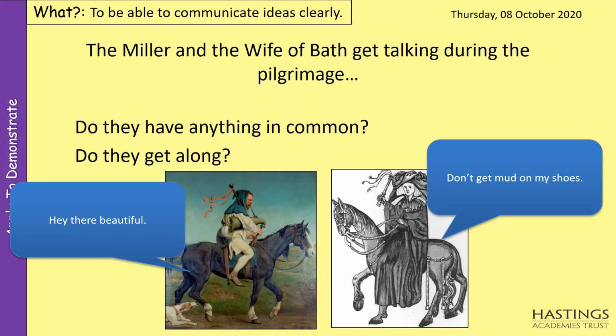Well done for the work you've completed so far. We're now going to be looking at how we can demonstrate what we've learnt about the miller and the wife of Bath, and we're going to do this by putting together a role play, a script in other words. In order to do this, we need to think about them having a conversation with each other. Do they have anything in common? Do they get along? You might think the miller might say, hey there, beautiful, and she might say, well, don't get mud on my shoes.